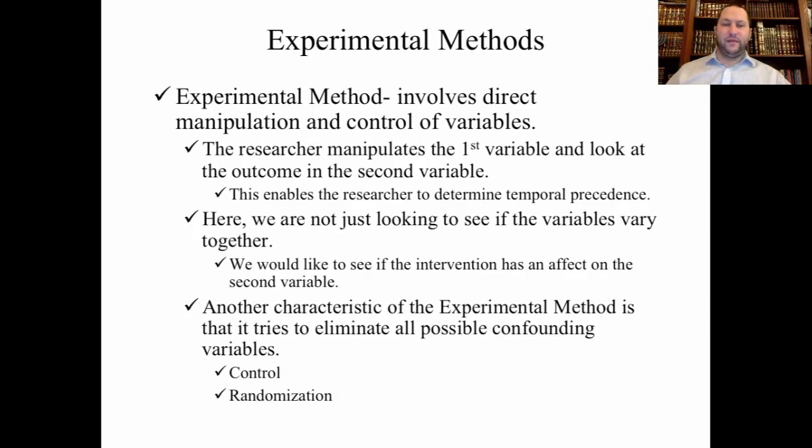The experimental method requires you to manipulate a variable and control for confounds. So the variable that you manipulate, we refer to as the independent variable. The variable you measure, we refer to that as the dependent variable. And then getting rid of confounds, there are two ways, which I'm going to talk about. The first is systematic control and then randomization.